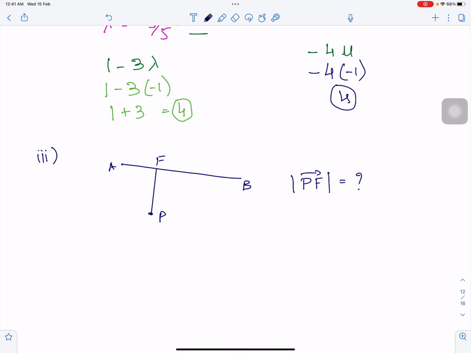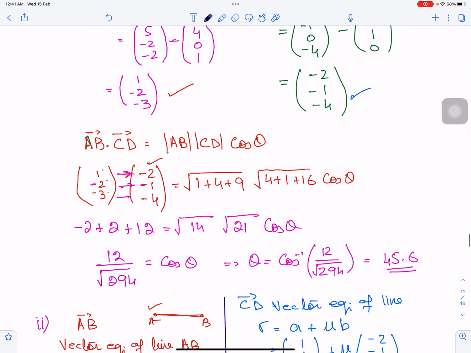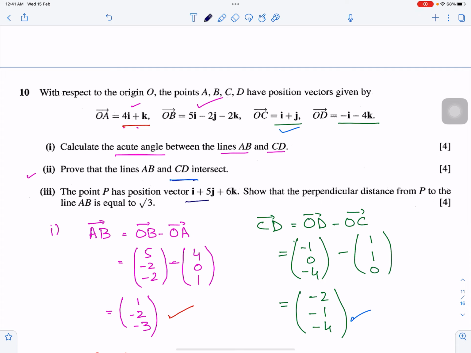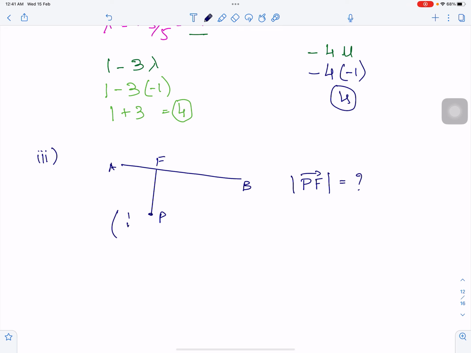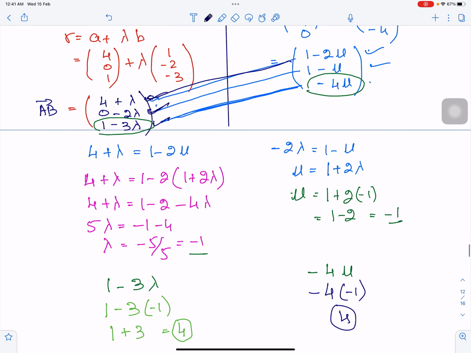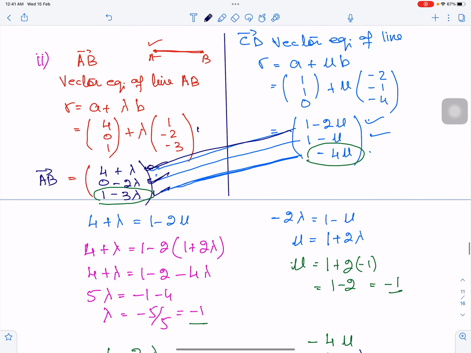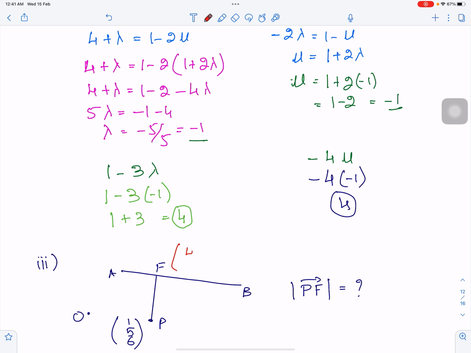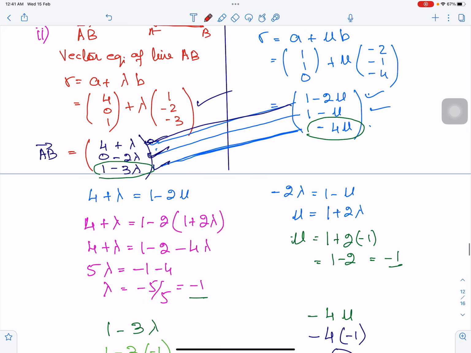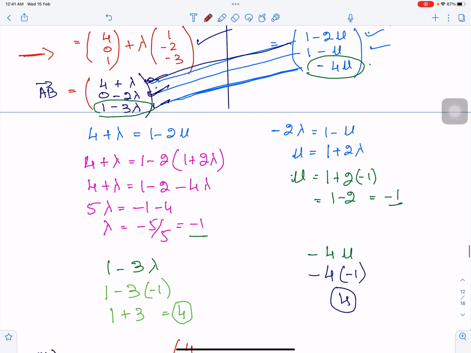Okay. Now there are a few things. Let's see what is the point P given to you. Point P is given to you as 1, 5 and 6. Okay, I'm writing in the column vector form. 1, 5 and 6. This is P given to you. Suppose this is your O, origin. The line AB you have calculated here. So I am using it from here. 4, 0, 1. I'm writing here using some other color. So let me use red. So the line is 4, 0, 1. I'm talking about this line AB, okay? Plus lambda times 1, minus 2, minus 3.